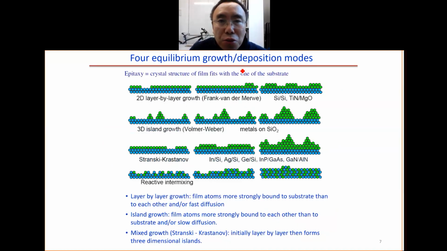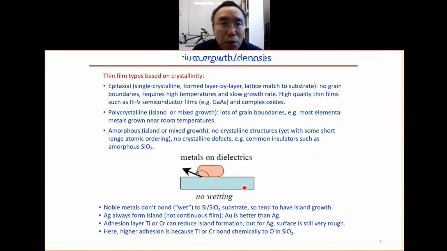There are typically three deposition modes. The first one is called layer by layer growth. This one gives an epitaxial film. In this case, the film atoms are more strongly bound to the substrate than to each other, so they prefer to bond to the substrate than to each other. This gives the epitaxial film, which means a single crystal film. So we start with a single crystal atom lattice. This is the lattice.